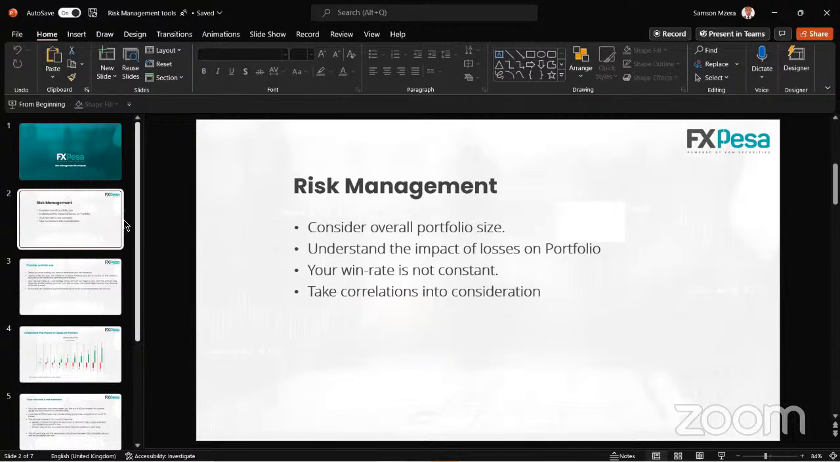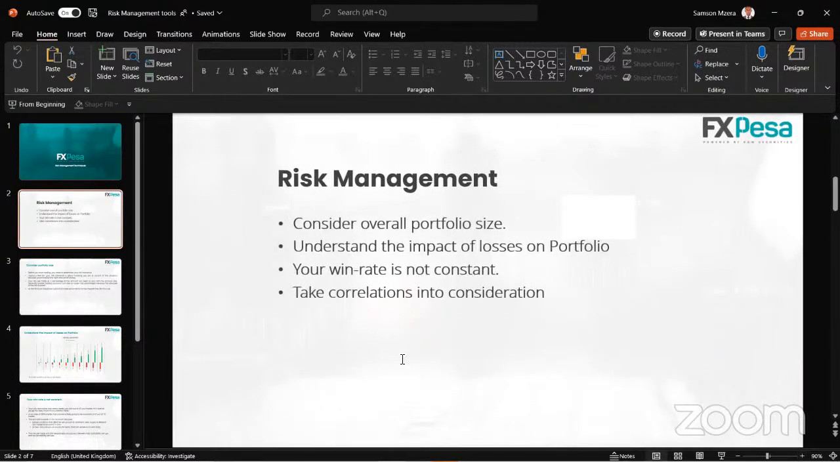And if you can't see my screen well, just tell me on the chat so that I can zoom in. And then your win rate, and we're going to talk about correlations. So these are some of the mistakes that are rarely talked about when it comes to trading. I believe they're very important.